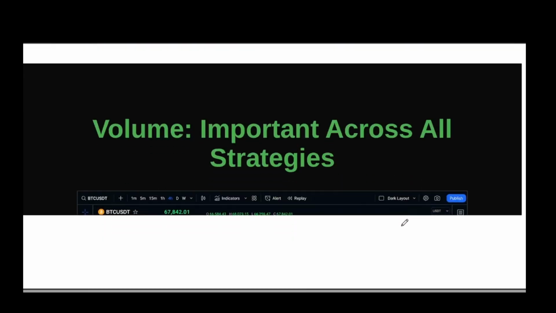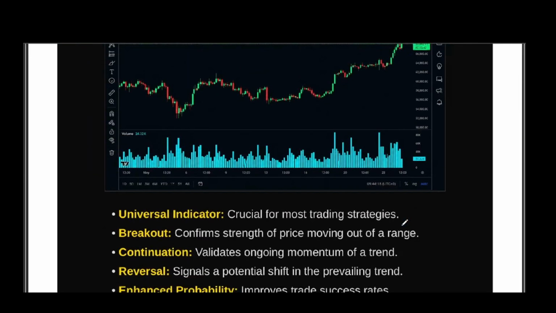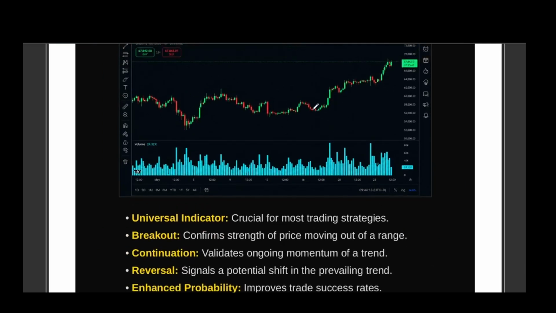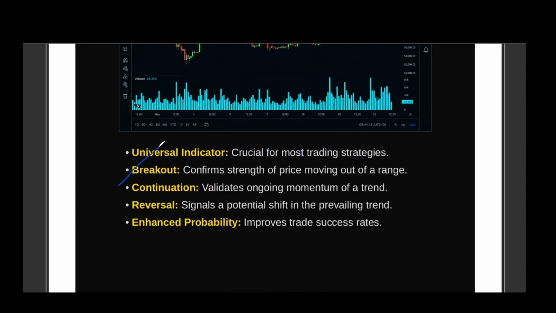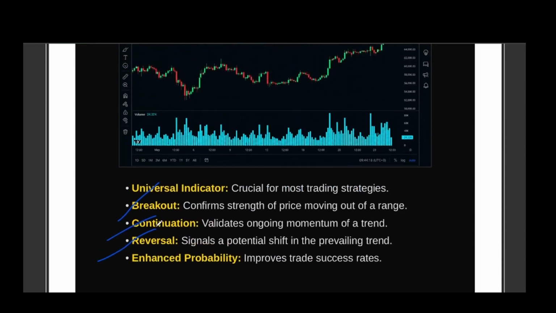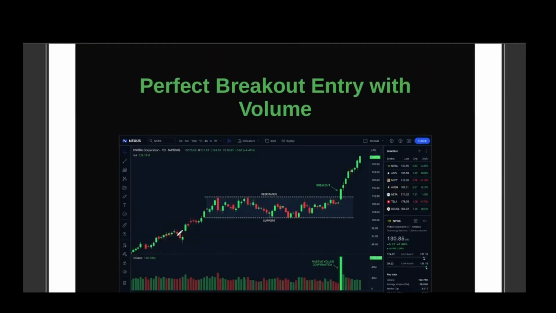Now let's see how volume is important across different strategies. Traders generally use volume in different strategies. A few traders do breakout strategy, a few do continuation strategy, and a few trade based on reversal strategies. So volume is important for all of these traders, and it is generally called a universal indicator, because it is crucial for most trading strategies. Now I'll explain how it is crucial for different strategies.